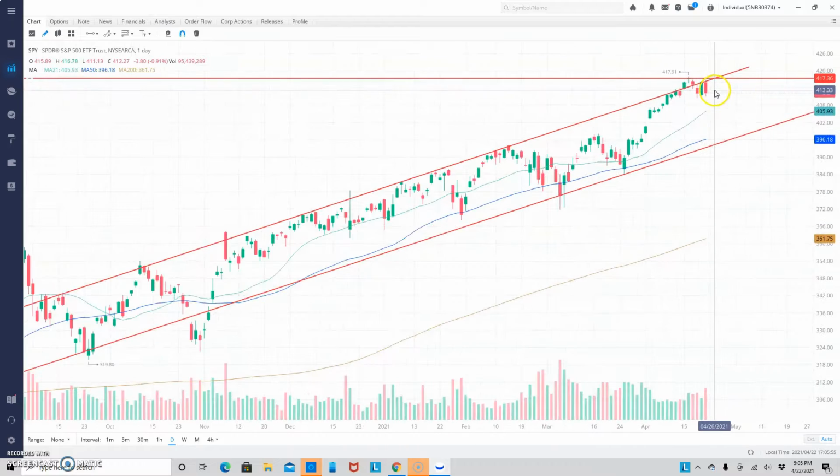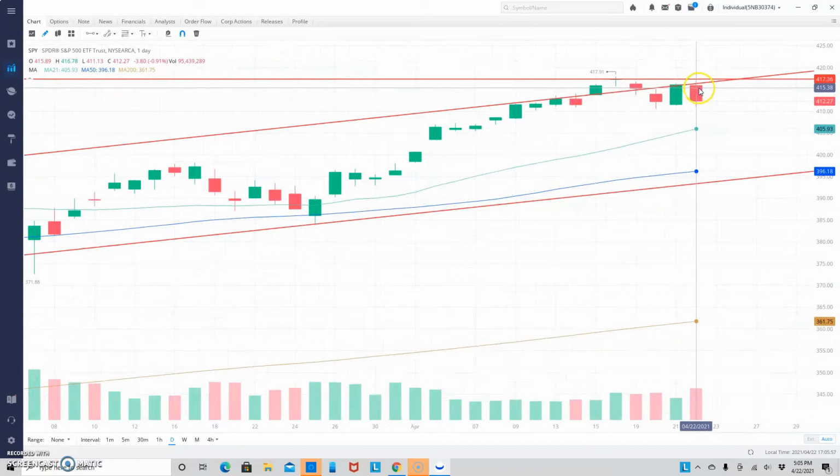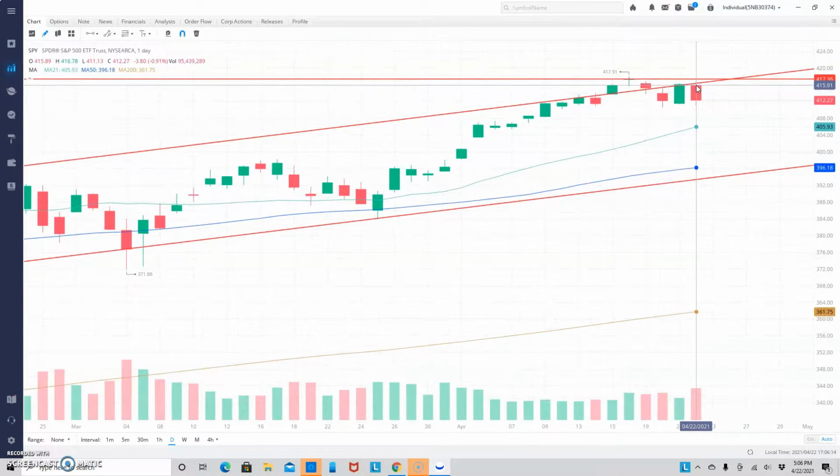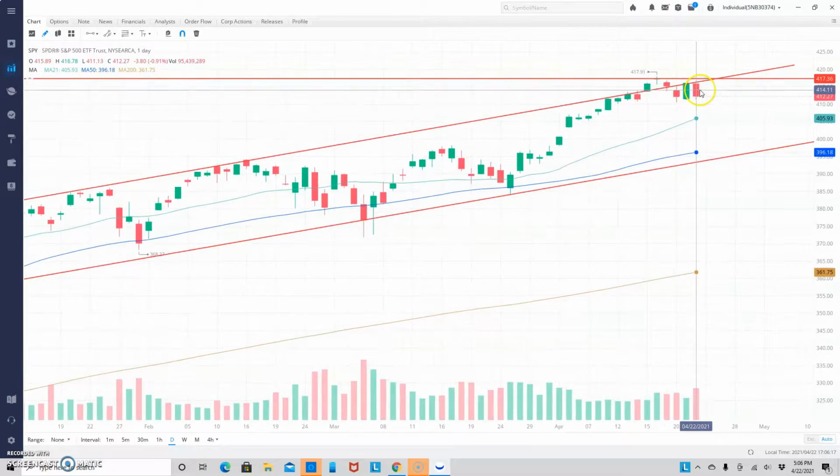We're very close to that today. Let me zoom in here. We were very close yesterday, finishing the day out at $416.29, and then we opened the day today at $416.78. And we finished the day lower because of all the stuff that happened with Biden today.